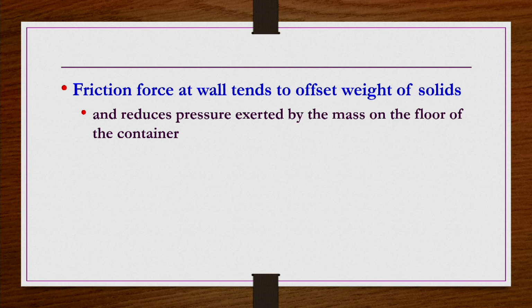That is one way. The friction between the solid particles and the container wall is experienced throughout the material because of the interlocking, and because of this friction throughout the material, some of the weight of the solids is offset, and altogether it reduces the pressure exerted by the solid mass we are pouring on the floor of the container.